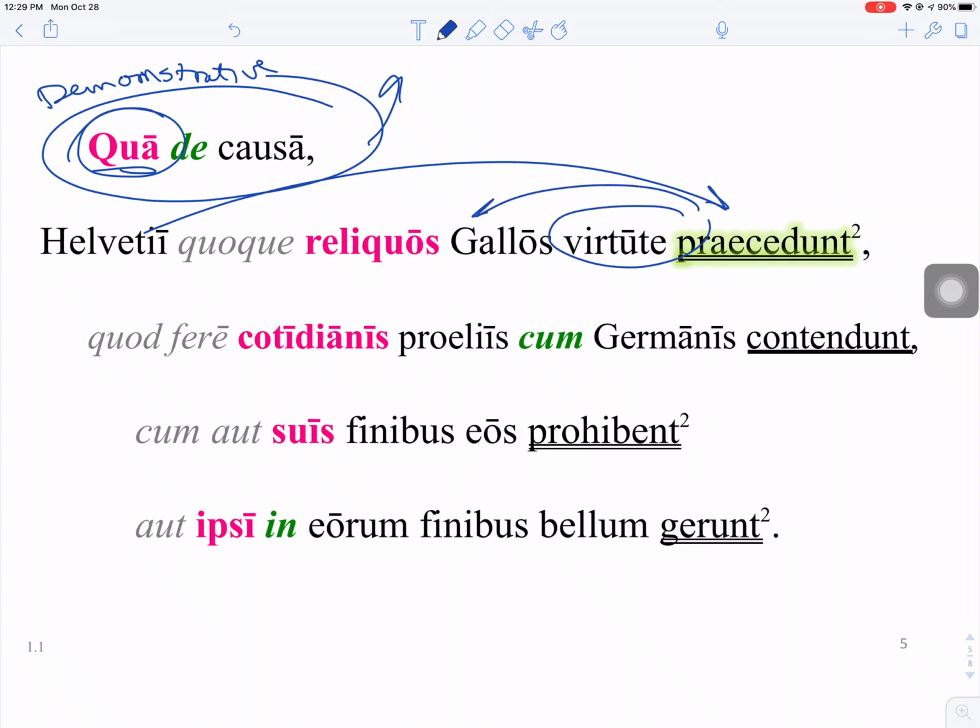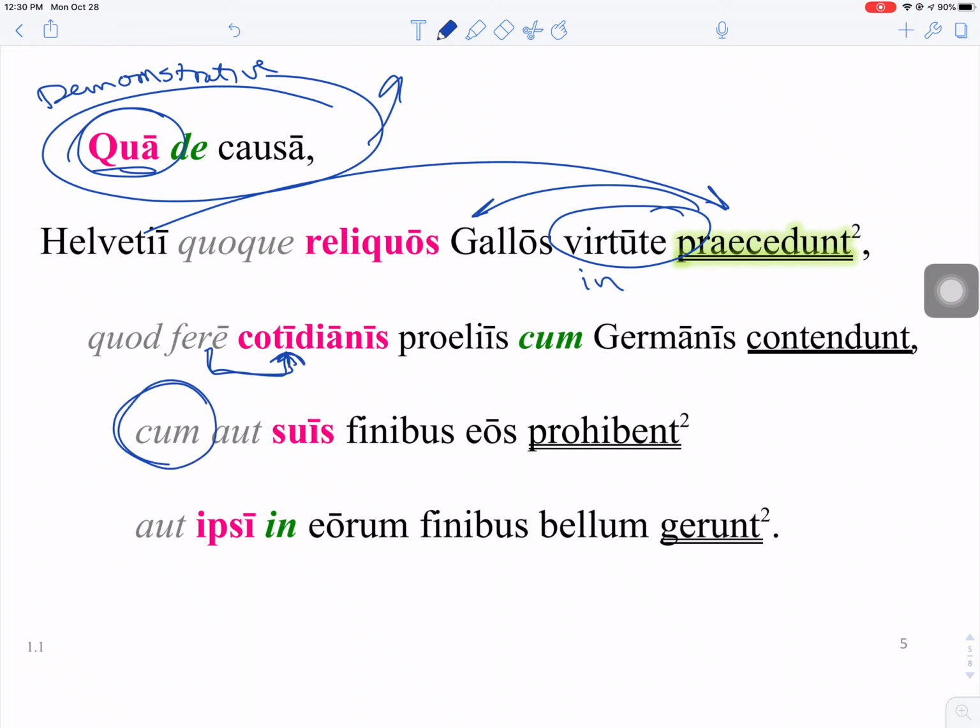Virtute there is an ablative of respect, with respect to. You could translate it in, again, if you start with by, with, in, from, I would say 90% of the time you will get pretty close with how to translate an ablative without a preposition. Fere here is modifying quotidianis, nearly daily battles.